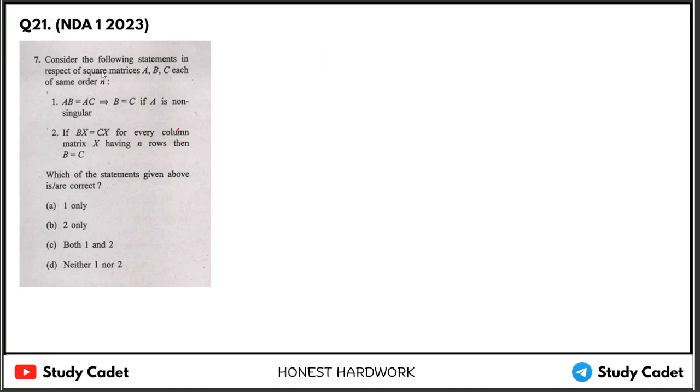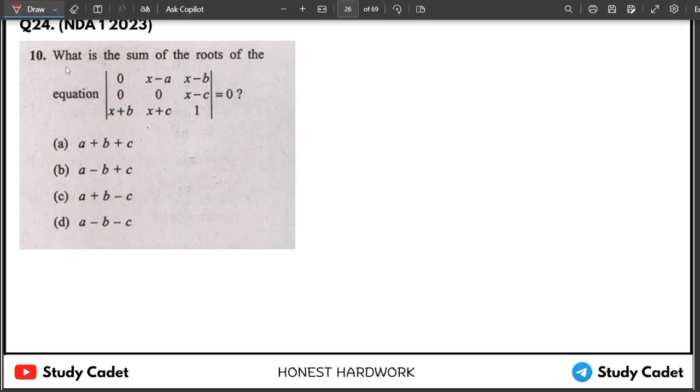Now 21st question. Consider the following: AB equal to AC, then B equal to C if A is non-singular. Yes, it is correct. BX is equal to CX for every column matrix X with n rows, then B equal to C. Yes, it is also correct. You can take any matrix, it will be true, and you should remember these two things also. Both 1 and 2 are true, so option C. Let's go to the next question.